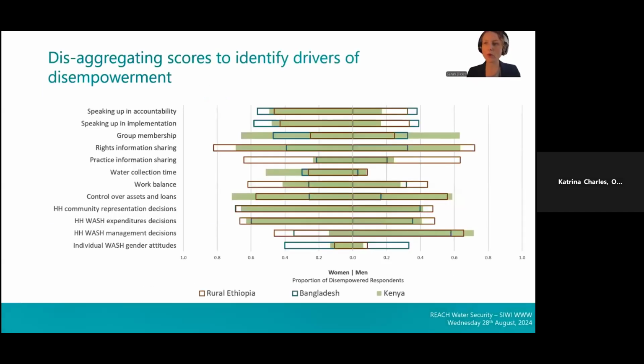If we disaggregate this overall measure of empowerment into the respective indicators, we can see which factors are contributing most to disempowerment. This is important because it's also where we can think about targeting future actions to increase empowerment. I'll just give you some examples here. On the left, we have women, and on the right, we have men. If we look at the very bottom, we see that for Bangladesh, individual WASH gender attitudes are contributing the most to disempowerment. So the larger the bar, the greater its contribution to disempowerment. And this is much larger than for the other 2 sites. In contrast, we see, for example, water collection time. For the Kenyan site, this is contributing more for women than for the other sites. We can also see that some of these indicators, like decision-making and input into expenditures, are important across all 3 sites, as Maria highlighted in the previous presentation.